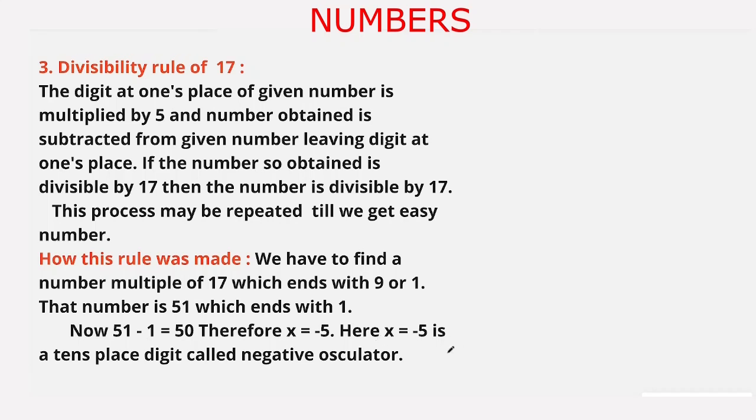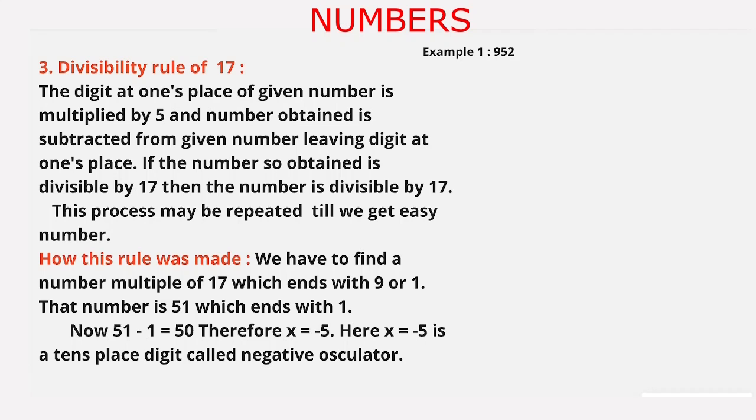Here x equals minus 5 is the tens place digit, called the negative oscillator. 5 is the tens place digit and we are writing minus because we are subtracting 1 from 51. That is why we are subtracting the multiple of the ones place digit, after multiplying it by 5, from the remaining part of the number. You will learn this rule from examples.